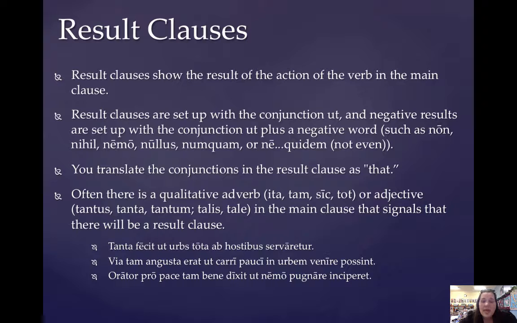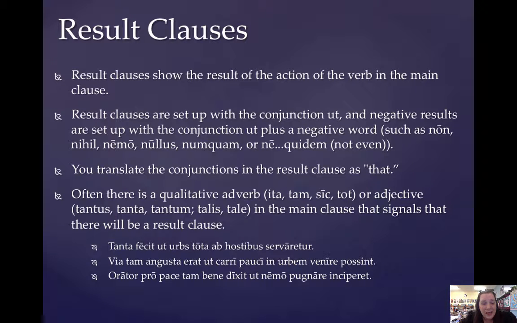Okay. The second sentence, via tam angusta erat, ut carri pauci in urbem venire possent. So the road was tam angusta, was so narrow, ut carri pauci, that few carts were able to come into the city. Okay?